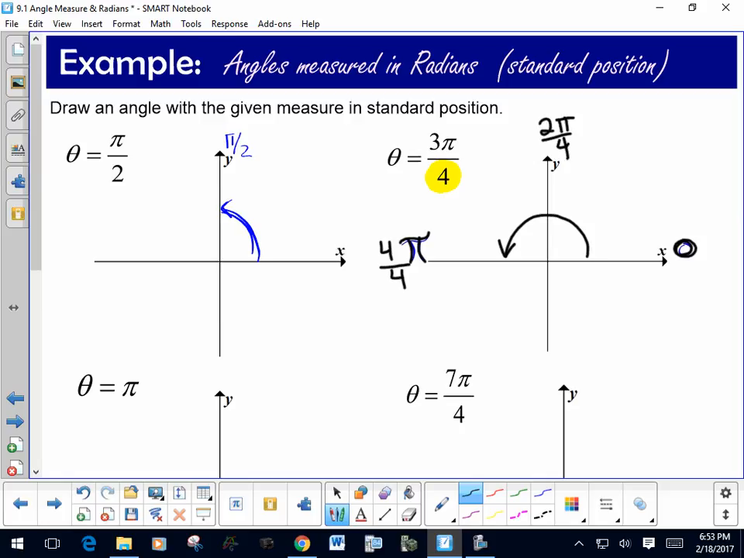Or if we reduced it, it would be pi halves, but I want to look at it in that non-reduced form for a second. So that means if I'm trying to figure out where 3 pi over 4 fits in, it fits in halfway here. That's 3 pi over 4.